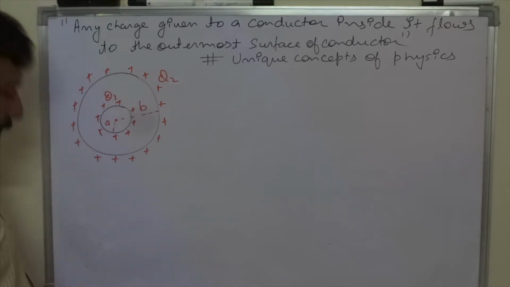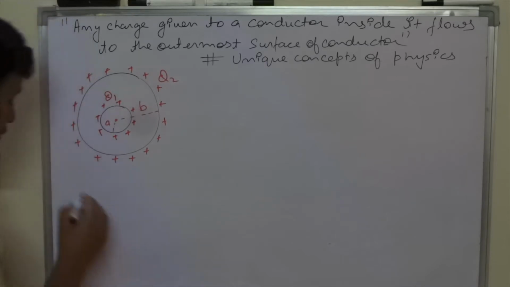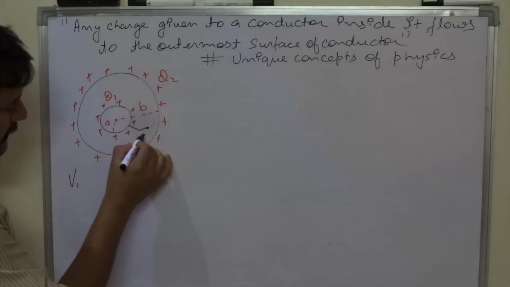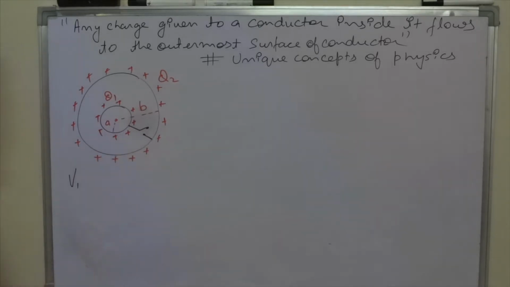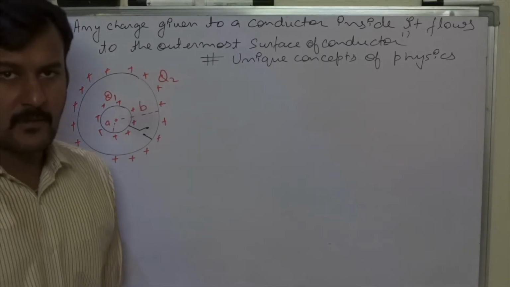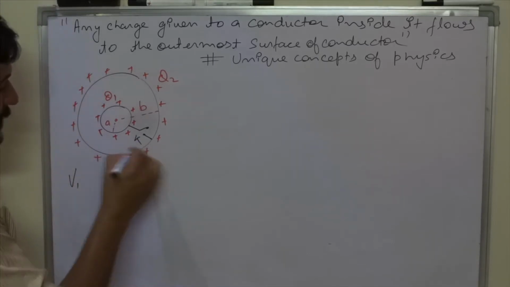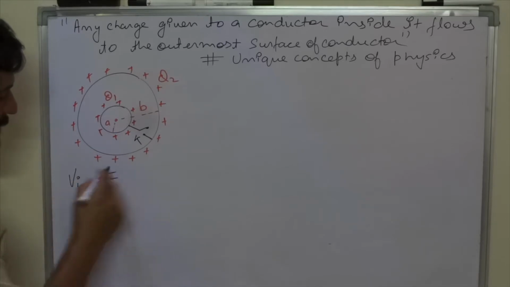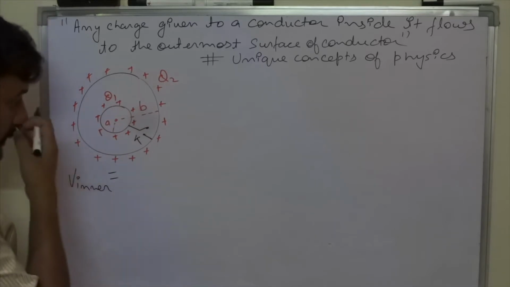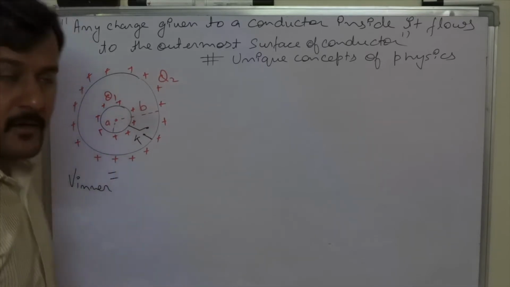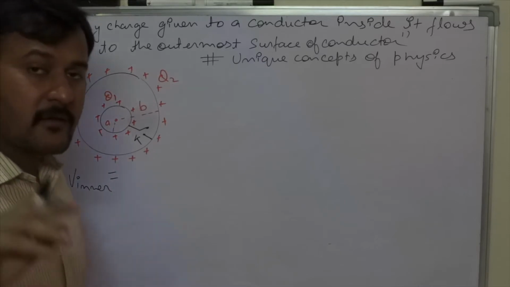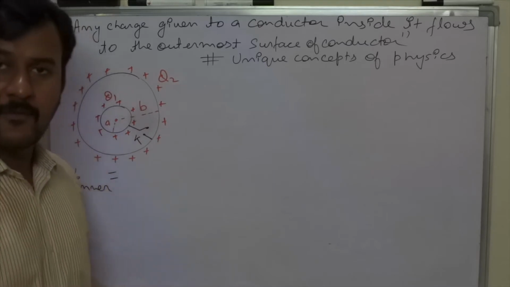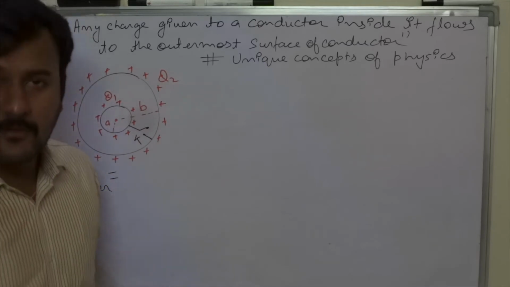Now, let us write the potential first. Initially, we also have a provision of grounding, in fact, the provision of connecting these two spheres by a switch K. First we write the potential of the inner sphere. The potential on the inner sphere will be due to two spheres: due to the inner sphere itself as well as due to the outer sphere.